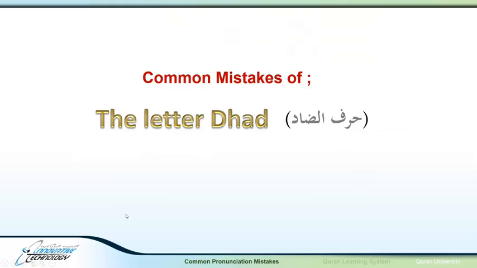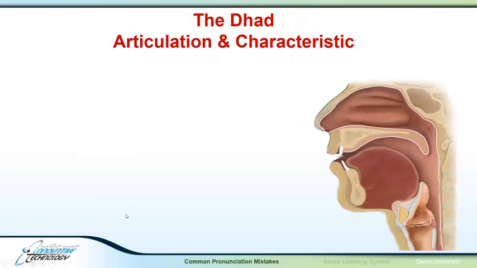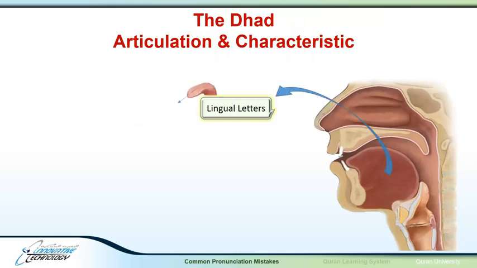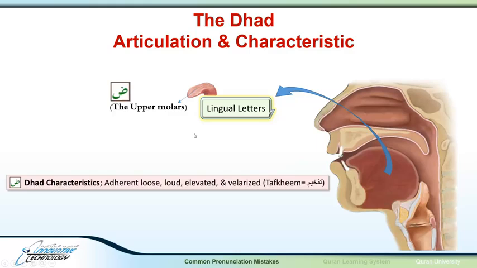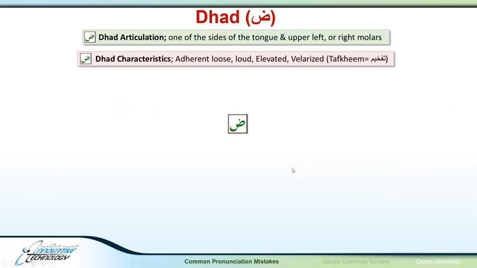Now we'll move to the common mistakes of the letter Dad. Dad is a very unique character in the Arabic language, and it has the following articulation. It comes as a lingual letter opposite to the upper molar. And it is characterized as being adherent, loose, loud, elevated, and velarized. It has a tafkhim characteristic. The Arabic language is sometimes called the language of the Dad because it's really difficult for beginners to pronounce it correctly.